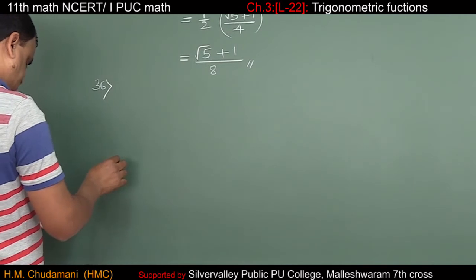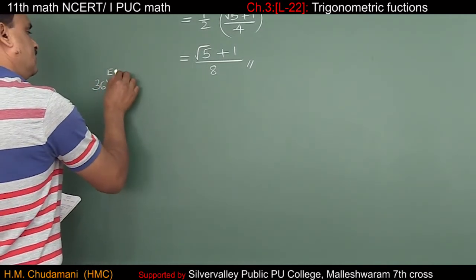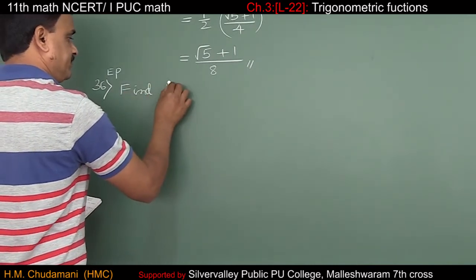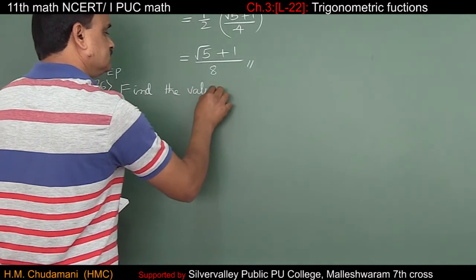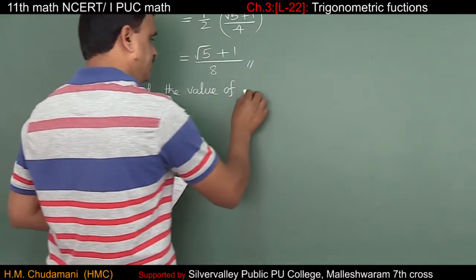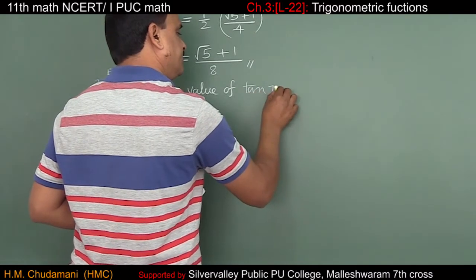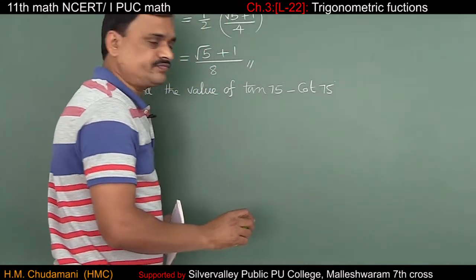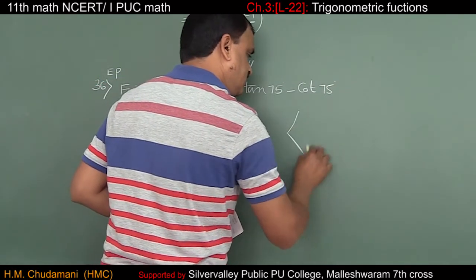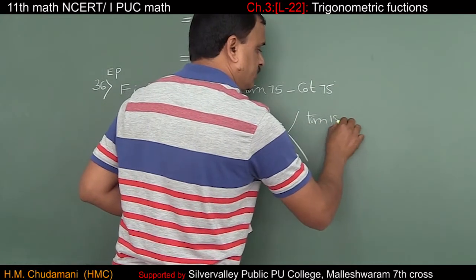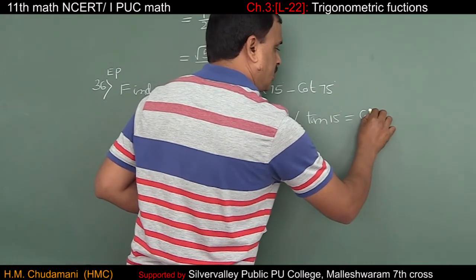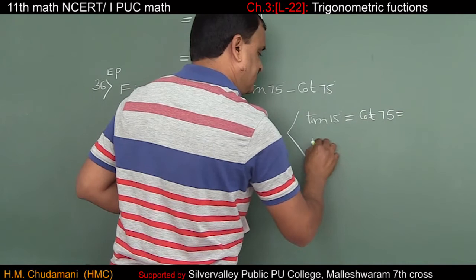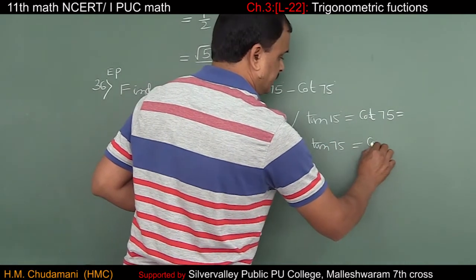Question number 36. Again, find the value of tan 75 degree minus cot 75 degree. See, we have the formula: tan 15 is equal to cot 75. Both are equal. Tan 75 is equal to cot 15.